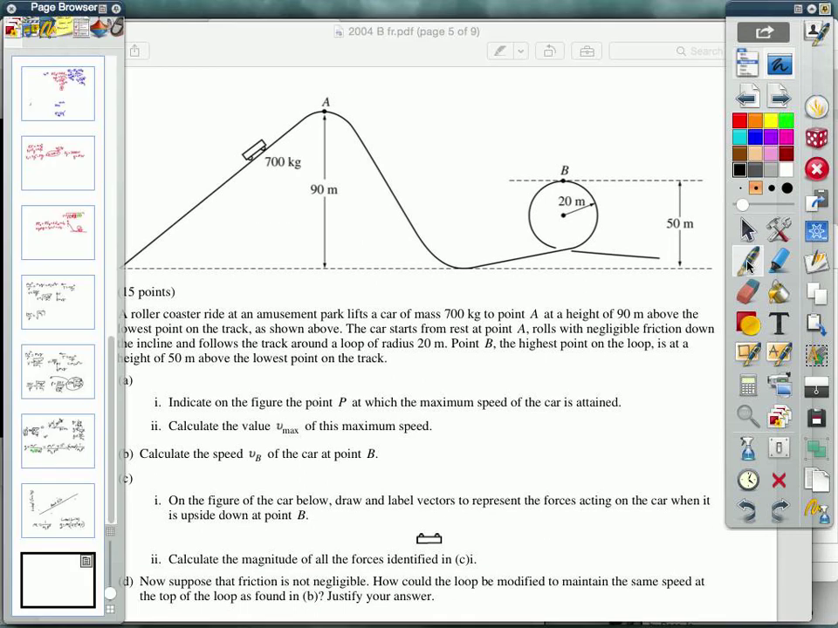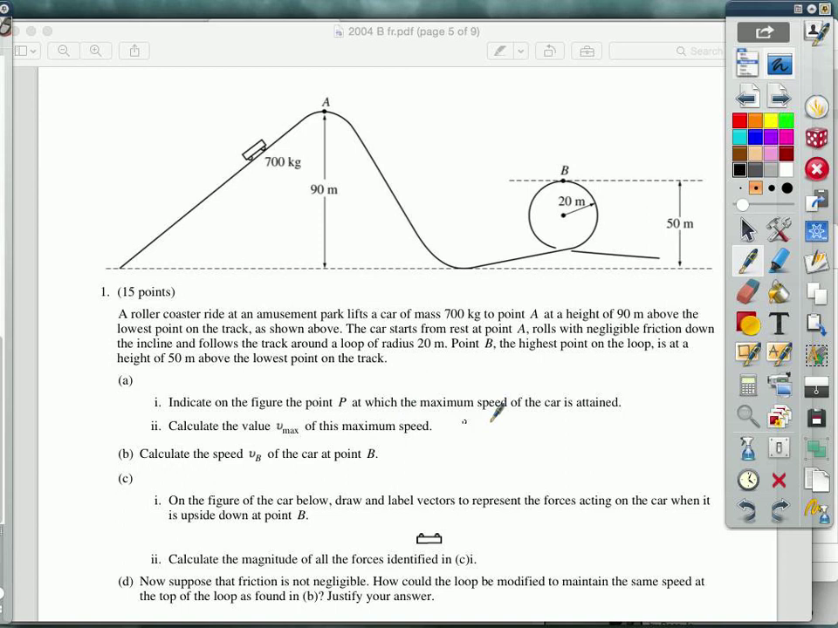So here, they want to know on the track at which point is the maximum speed of the car attained. So at which point on the track is there as little potential energy of gravity as possible? That's going to be here at point P. So I label it P because that has the least amount of potential energy. Then what is the value of the velocity at this point?